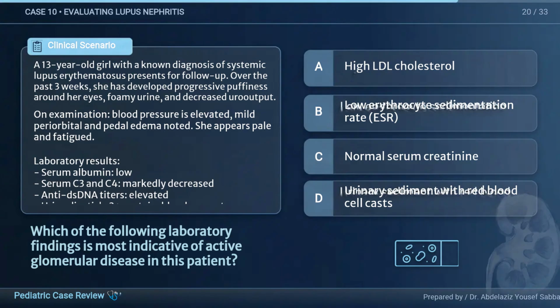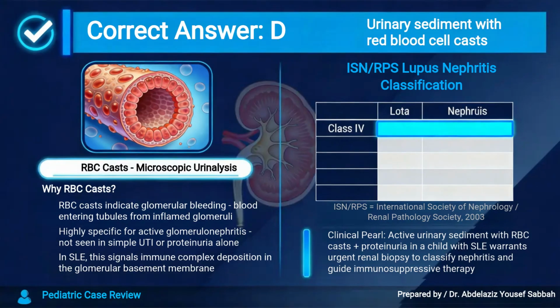Which of the following laboratory findings is most indicative of active glomerular disease in this patient? Option A, high-low-density lipoprotein cholesterol. Option B, low erythrocyte sedimentation rate. Option C, normal serum creatinine. Option D, urinary sediment with red blood cell casts. The correct answer is option D, urinary sediment with red blood cell casts.